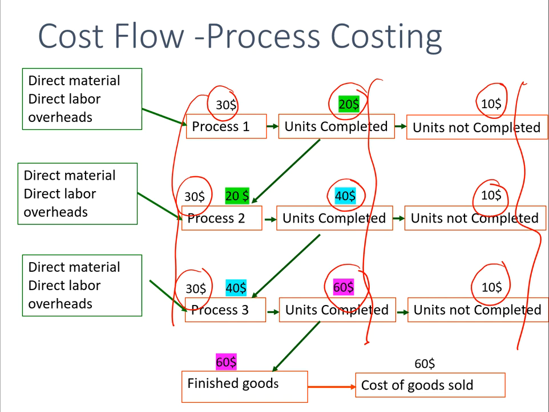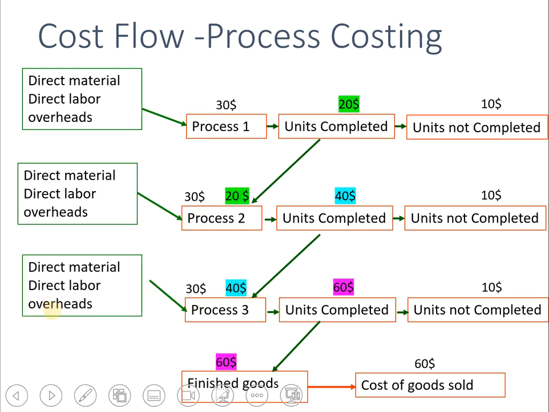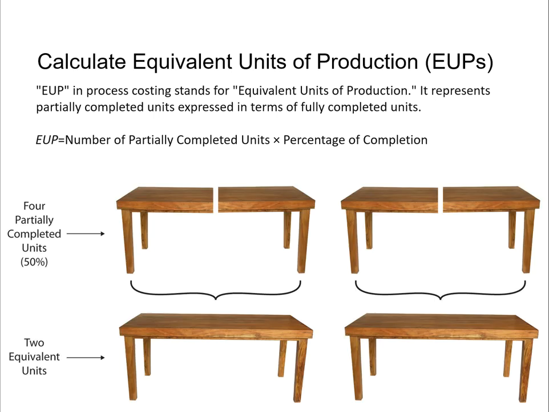But again, how we are going to do this? How we got this $20 or how we got this $10? So for this, we have to work on the actual units completed, and we have to discuss something called EUP, equivalent units of production. So we have to discuss about that. So this picture, it is actually telling you the concept of EUP.